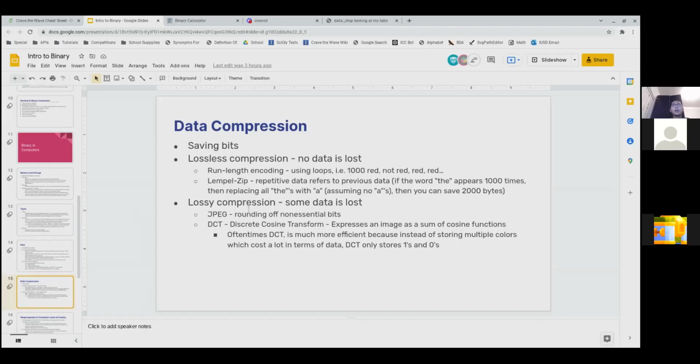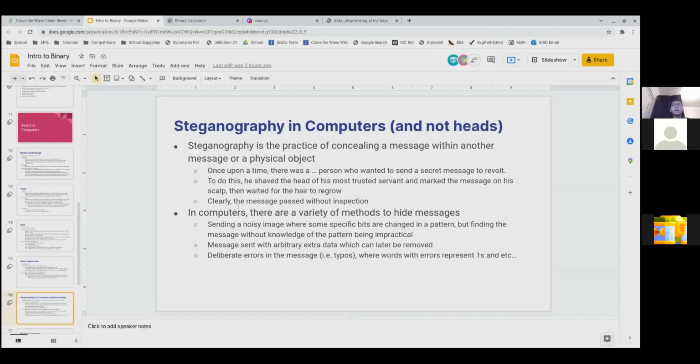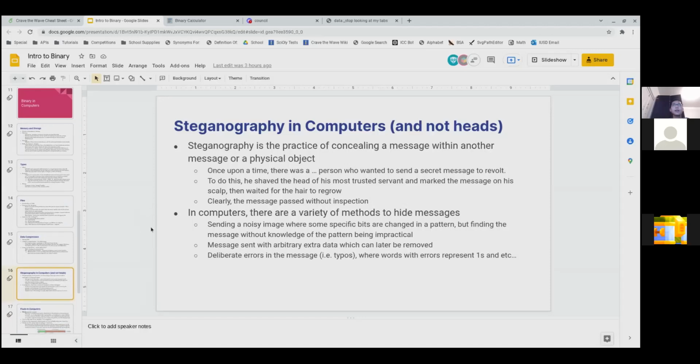Steganography is the practice of concealing a message within another message or physical object. Because of binary, no one wants to read through all the ones and zeros. That's why computers have to do it. And since computers are notoriously bad at identifying stuff without machine learning, this is why you're allowed to hide stuff in steganography due to binary.